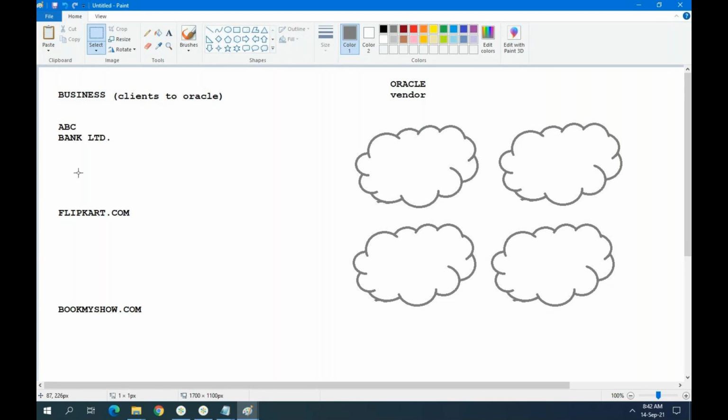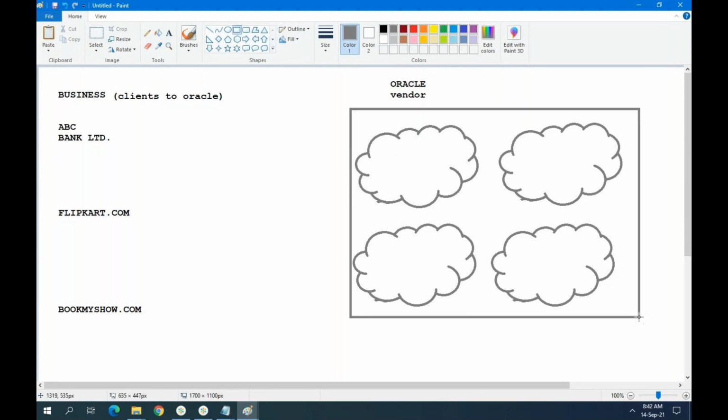The business people only concentrate on the business. They don't need to concentrate on how to maintain the database. So this is a separate setup that the Oracle company is maintaining.